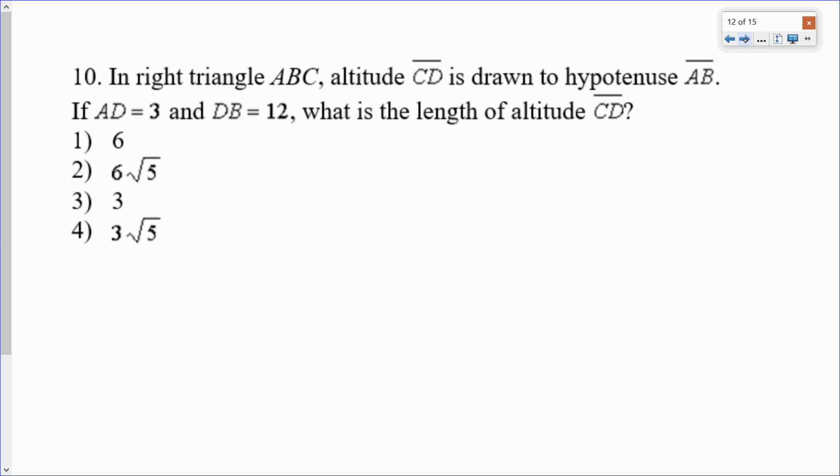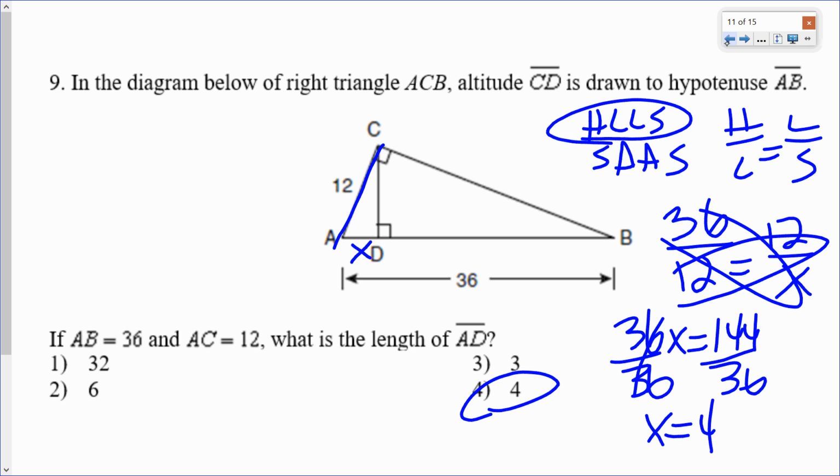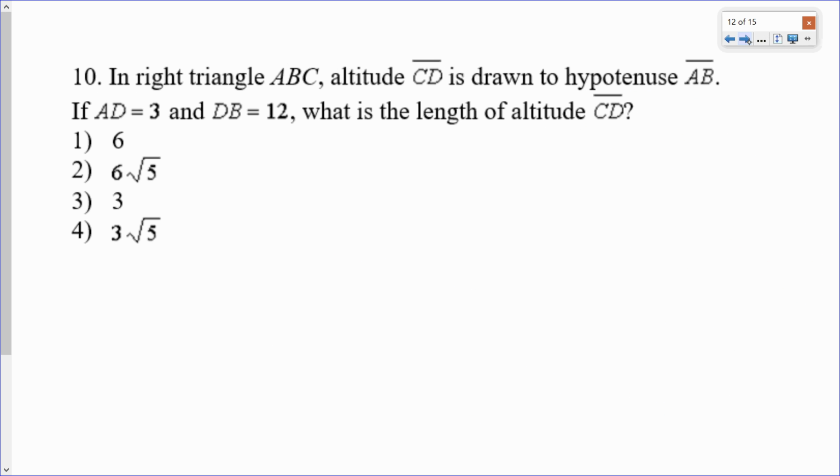All right, one more thing I want to go over with you. Actually, two more things. If there is no picture, we have to draw our own. Right triangle ABC, altitude CD is drawn to hypotenuse AB. So, because I have an altitude drawn in a right triangle, I know it's going to be my Hill SAS picture. Let's look for clues.